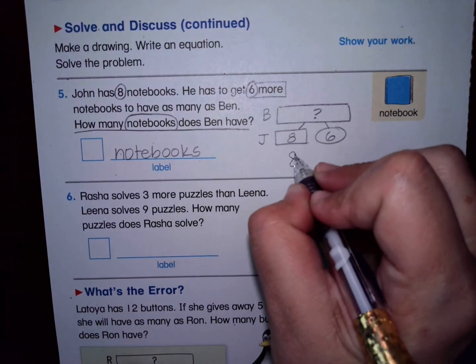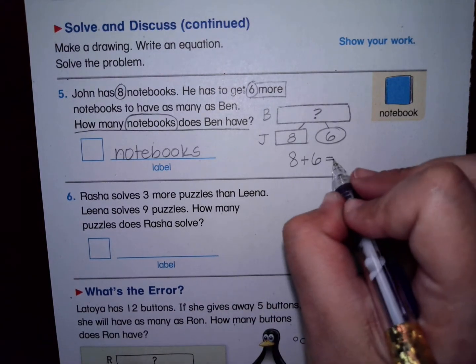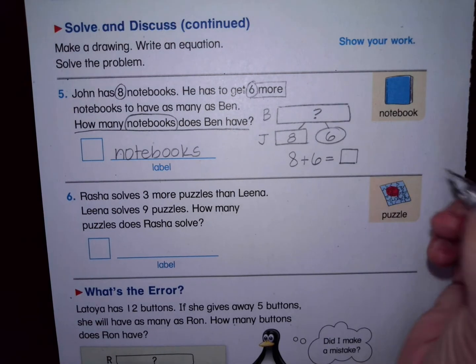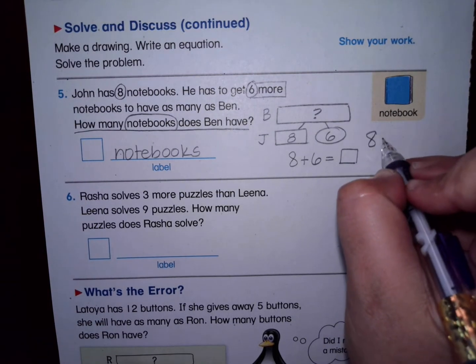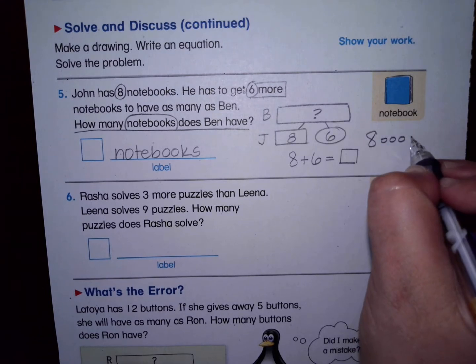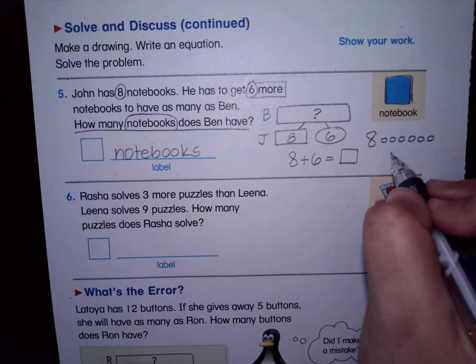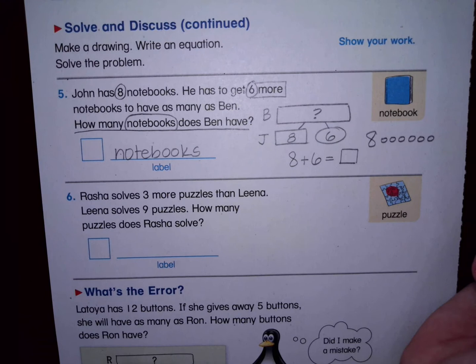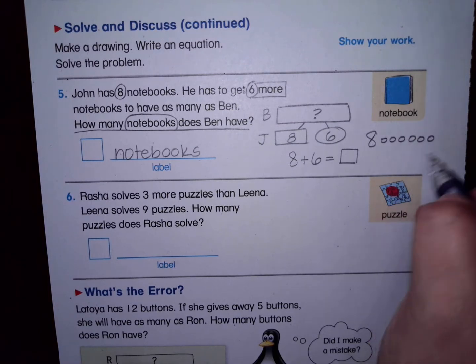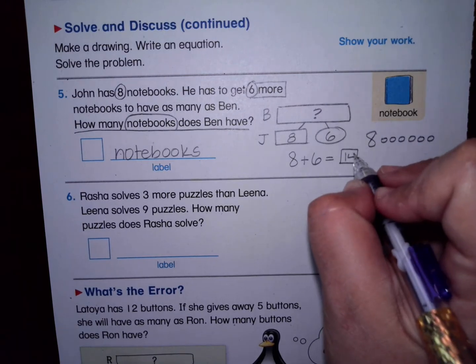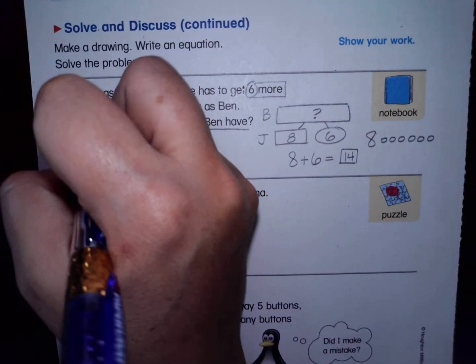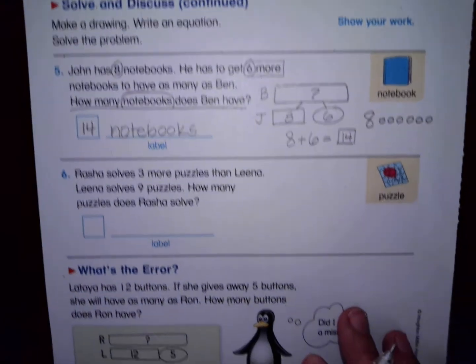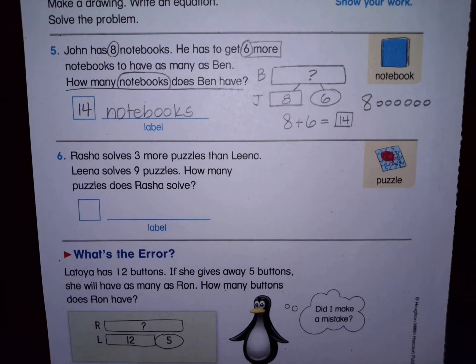So in order to solve this, it's like a missing total. I would do 8 plus 6 equals box. Here I have 8, 9, 10, 11, 12, 13, 14. I would count those circles. Oh, nope. I drew 6 circles. I would count on like I just did, and I would get 14. So you should have gotten 14 notebooks. If you did not, go ahead and pause the video and see what you did and fix it.